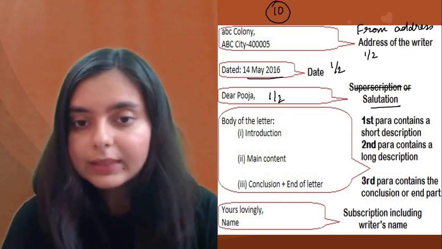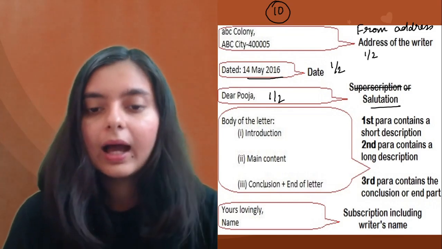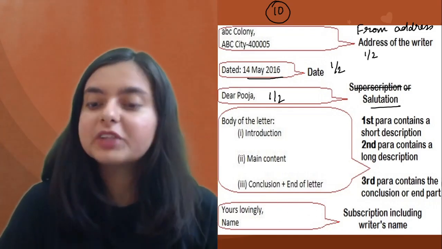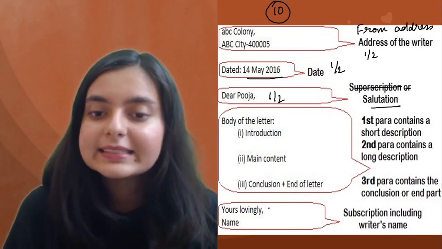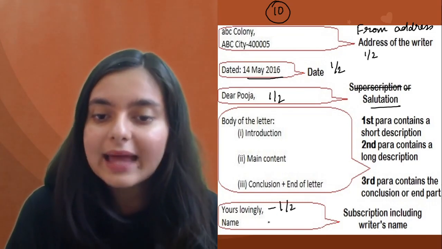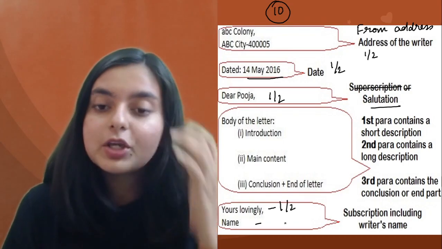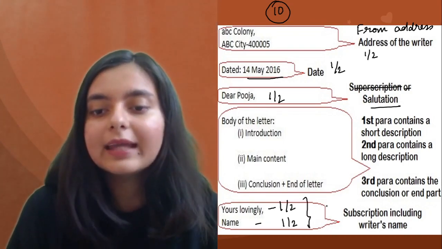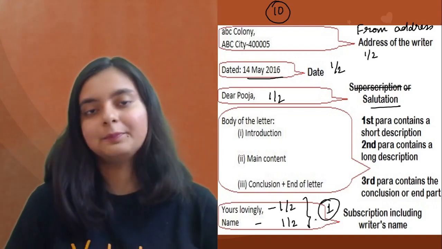Okay. And then "yours lovingly." This is the subscription. Now the subscription and the name. Subscription carries half a mark, and the name, your name, would also carry half a mark. Okay, so half and half, this together carries a complete 1 mark.